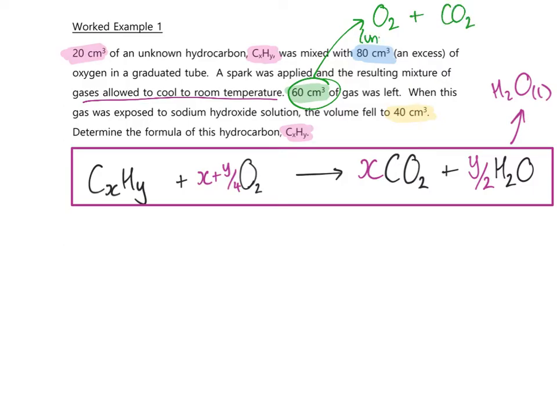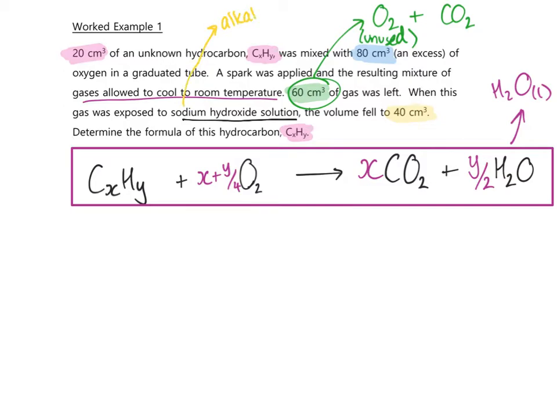So it's the unused oxygen and the carbon dioxide that is produced, because remember the hydrocarbon has all been used up. Water or steam has now condensed to a liquid, so we're left with the unused oxygen and the carbon dioxide. Then you're told in the next part of the question that this gas, as in the unused oxygen and the carbon dioxide, is exposed to sodium hydroxide solution. Now that might sound a wee bit strange. Why are we adding in sodium hydroxide solution? Well, think about it this way, and again, you might want to write this in somewhere.